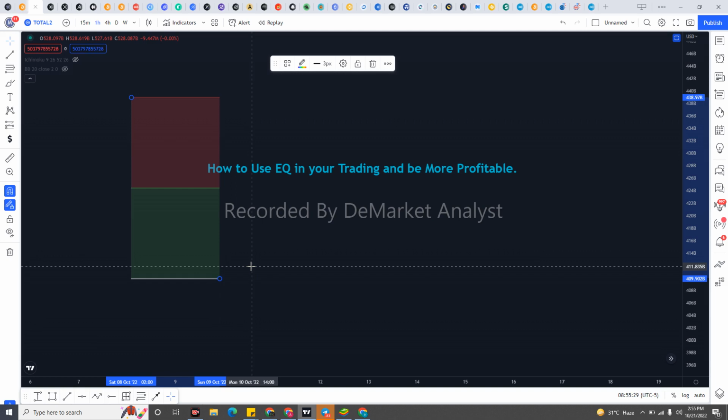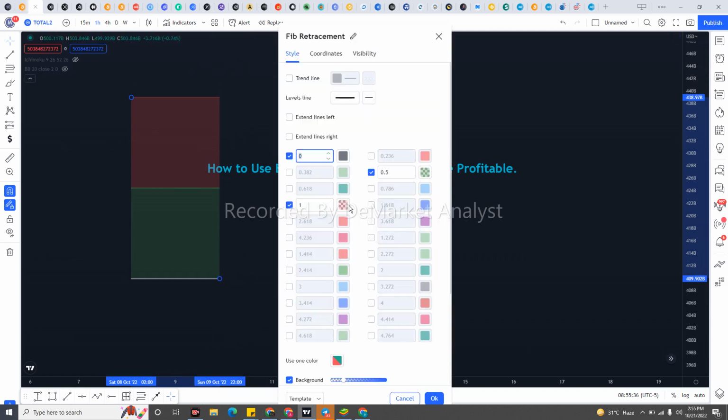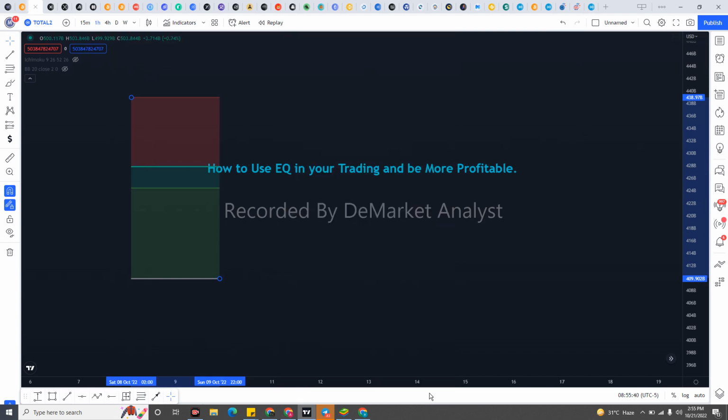Some do use 61%, but let me add the 0.61 so you can see what I'm saying. So this is 0.61. Most people do use 0.61. There are some of them that just add this like that. But personally, I do prefer the 50%. So that's me. And that 50%, which is the line that divides between this and this, is called the equilibrium. Do you understand?